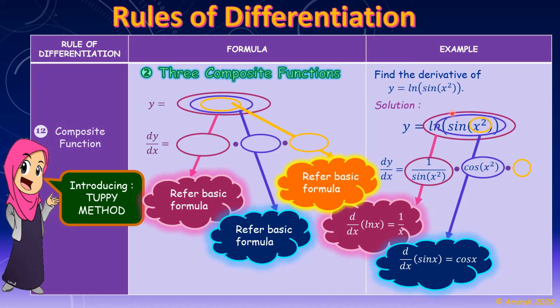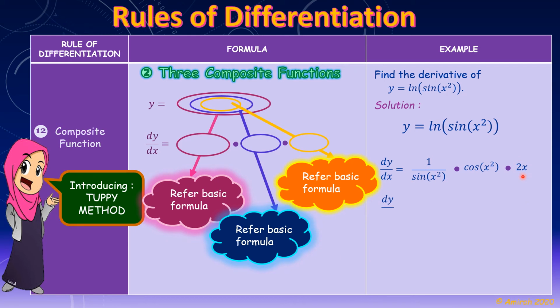So that means when we differentiate sin x squared, the answer should be cos x squared. And after that, we need to differentiate x squared. When we differentiate x squared, it should be 2x, and we can put it here.